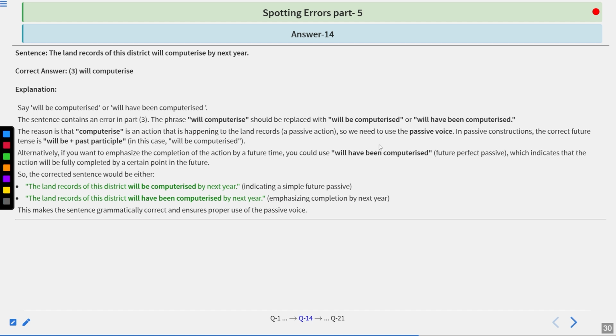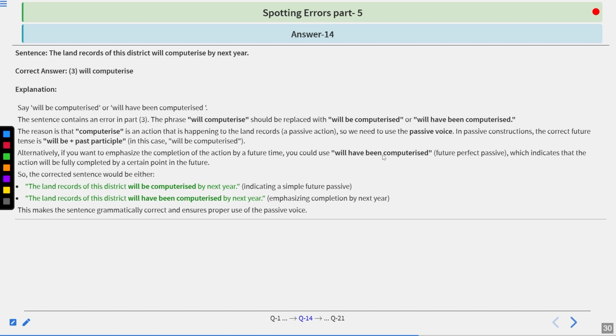The reason is that computerize is an action that is happening to the land records, a passive action. So we need to use the passive voice. In passive constructions, the correct future tense is "will be" plus past participle. In this case, "will be computerized". Alternatively, if you want to emphasize the completion of the action by a future time, you could use "will have been computerized", future perfect passive, which indicates that the action will be fully completed by a certain point in the future.